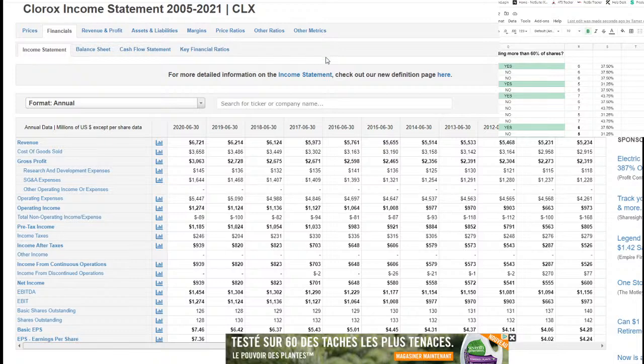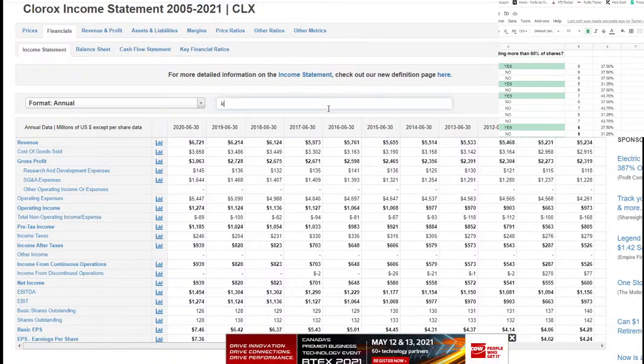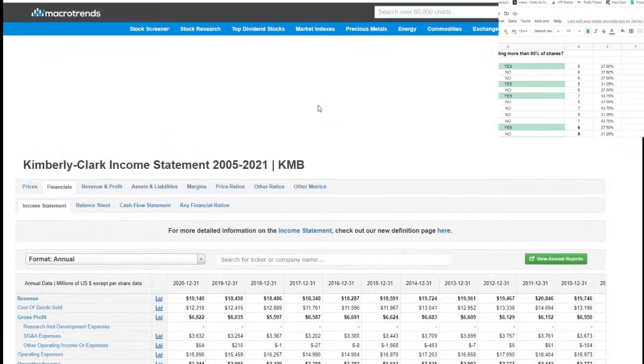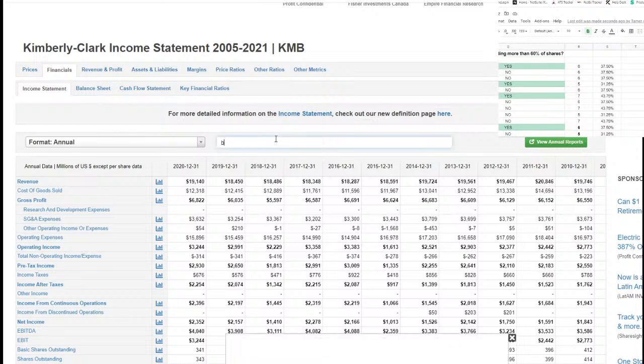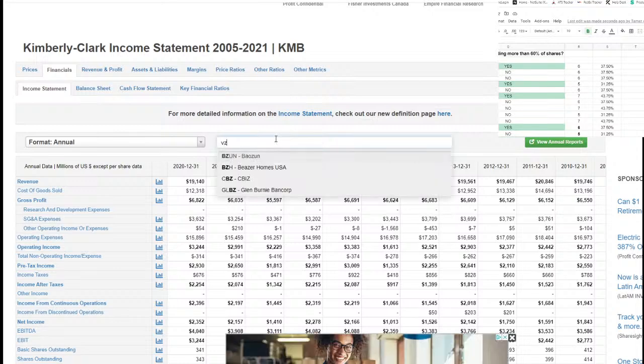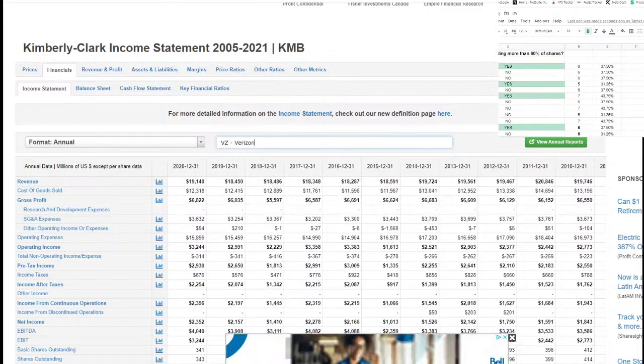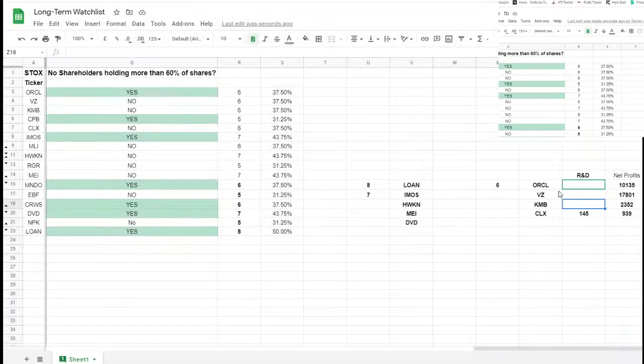What's the next company? KMB. Kimberly-Clark. I'm curious to see what their research and development look like here. Nothing. Absolutely nothing for Kimberly-Clark. That's obviously going to take it right out of the space for us. You can hate me all you want, but at the end of the day, you got to do what you got to do. So I'm sorry to Kimberly. We are out of this thing.